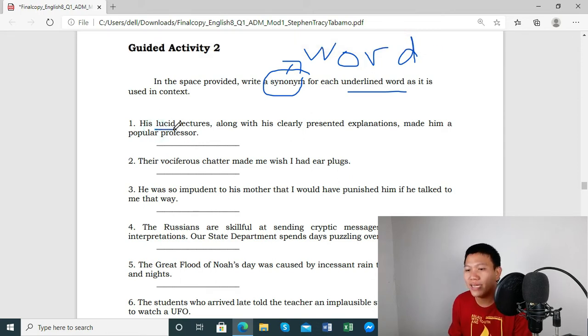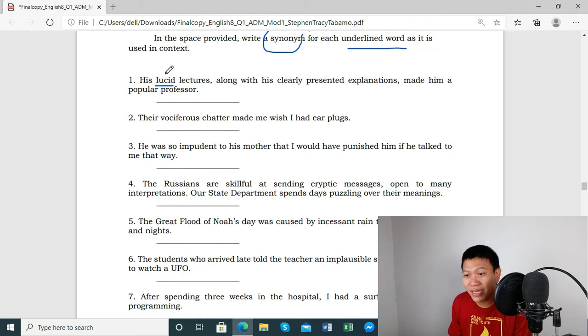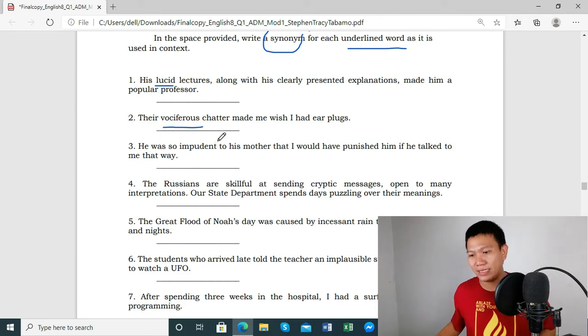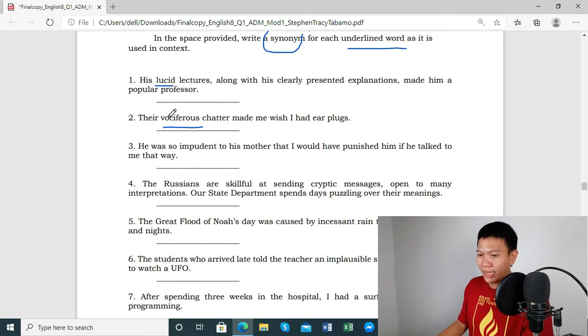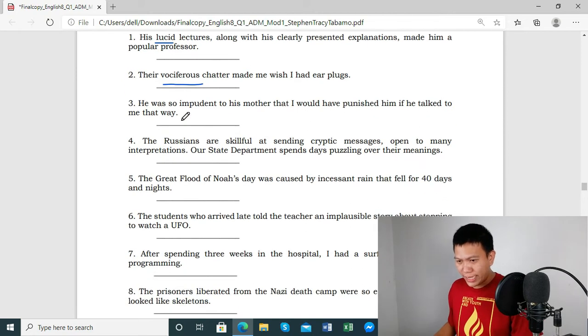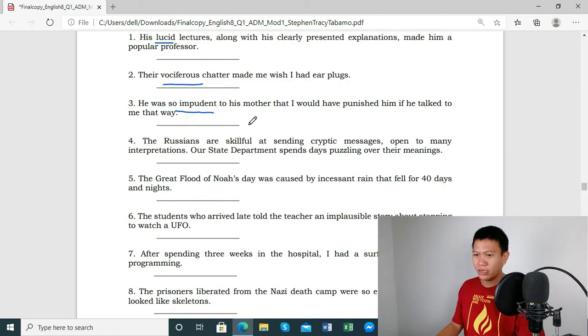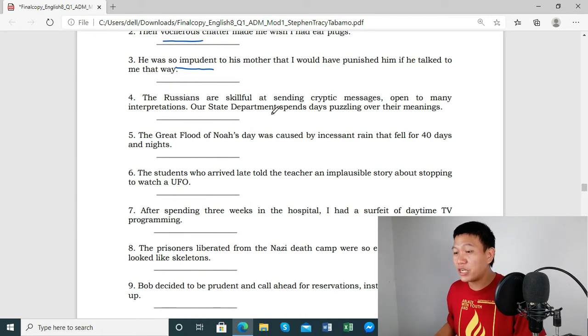So lucid is number 1. Anong ibig sabihin ng lucid? Mag-isip ka ng isang word na parehas ang ibig sabihin kay lucid. Number 2. Their vociferous chatter made me wish I had earplugs. So anong word ang may same meaning kay vociferous? He was so impudent to his mother that I would have punished him if he talked to me that way. So anong ibig sabihin ng impudent? The Russians are skillful at sending cryptic messages. Okay. So anong ibig sabihin ng cryptic messages?